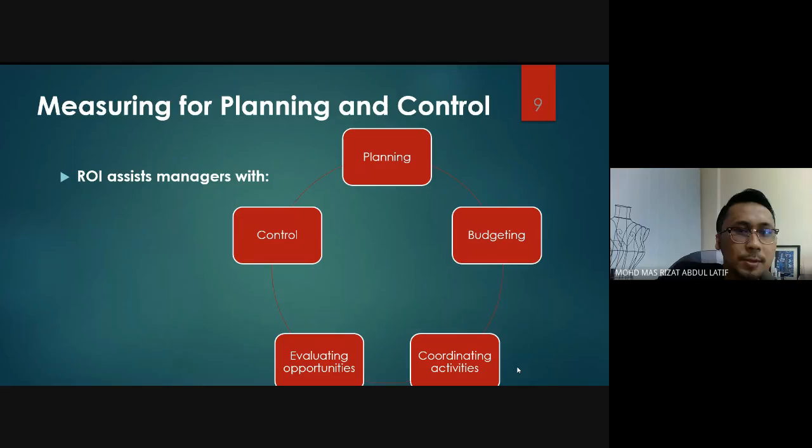So ROI can assist managers with planning, budgeting, coordinating activities, evaluating opportunities, and control. Now let's look at the explanation there. So return on invested capital serves an important role in planning, budgeting, coordinating, evaluating, and controlling the business activities. This return is composed of the return achieved by the company segments or divisions. So these segment returns are also made up of the returns achieved by individual product lines, projects, and other components.